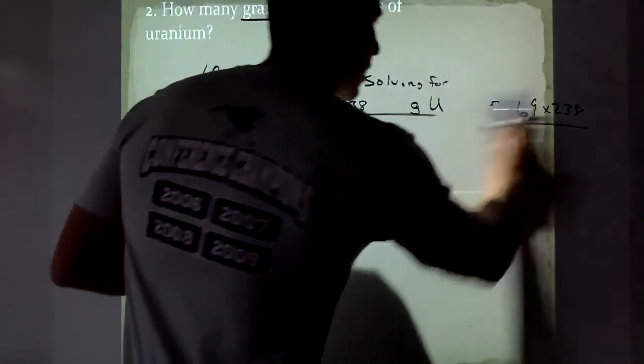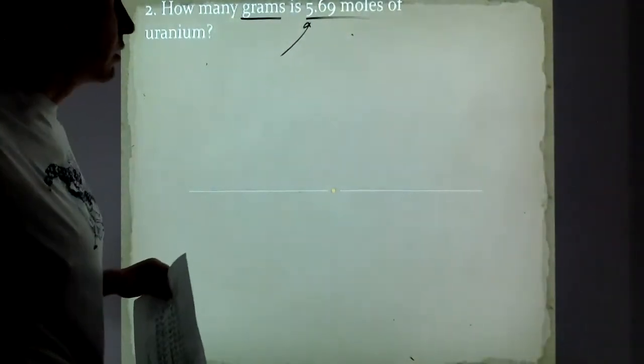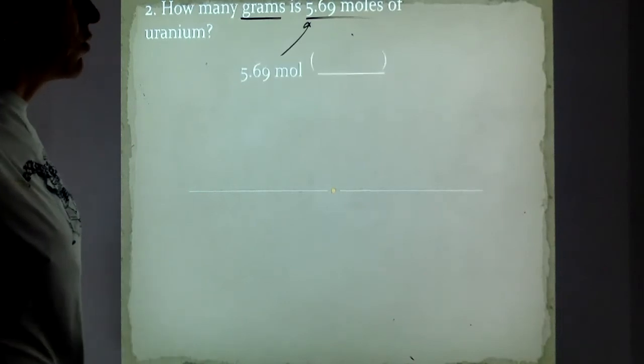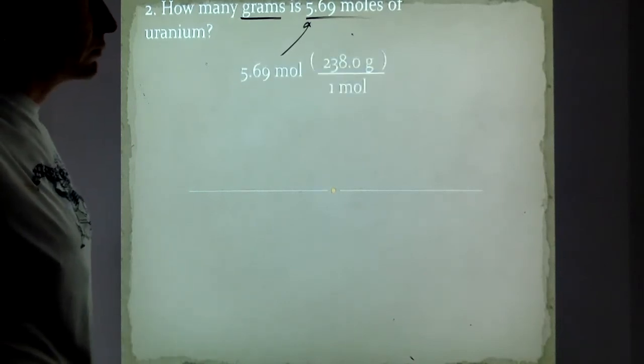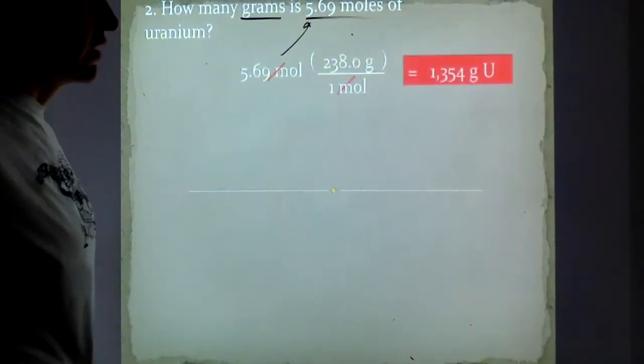So it's going to go in there. Now, the work is already here. I just like to write it out. So let's go like this. There's the 5.69 moles. And there you go.